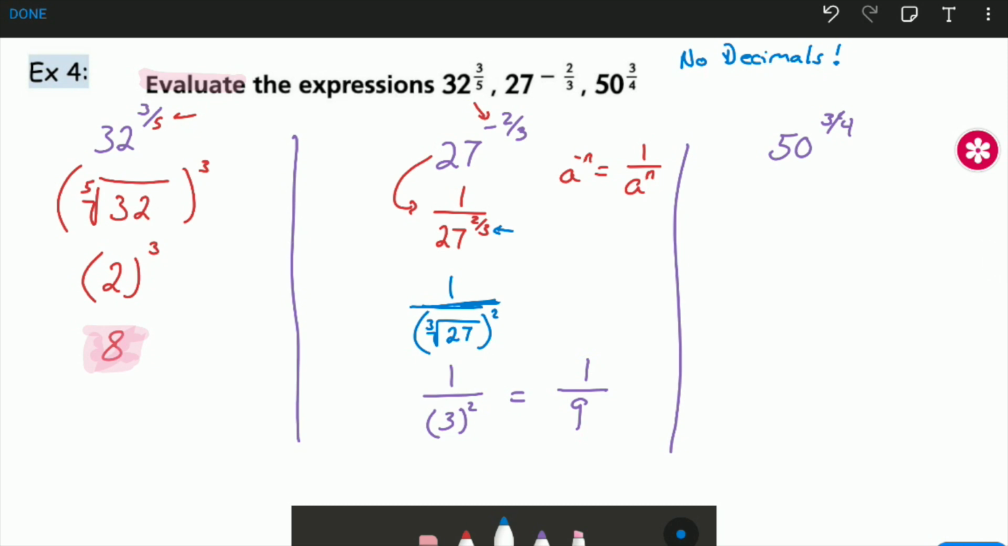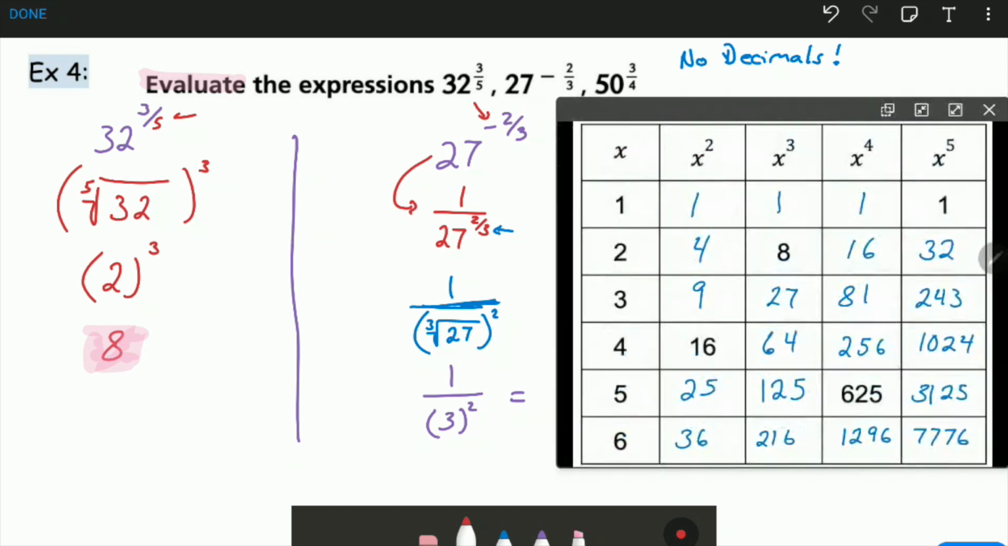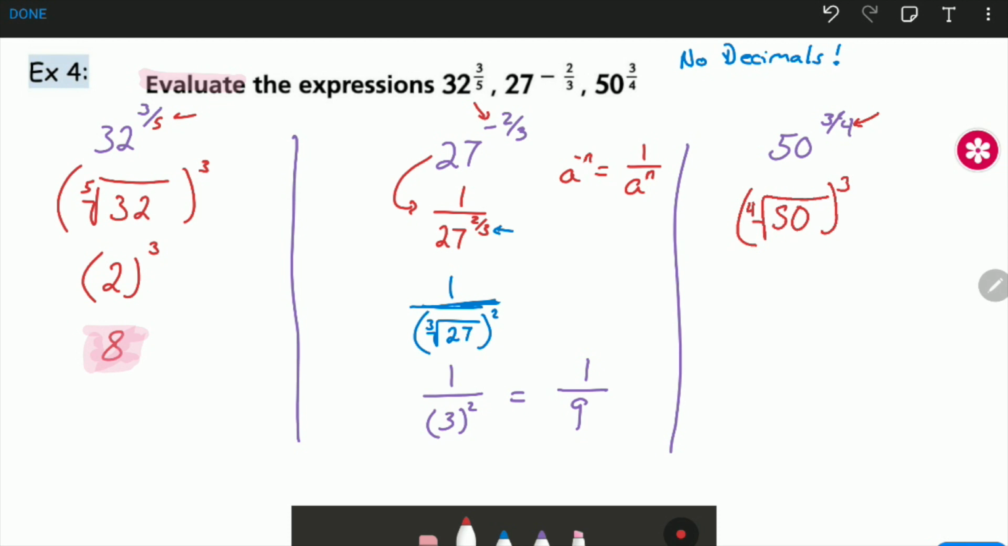Now if we go and look at this last one, as we go through it, we see the bottom number is a 4. So we'll do the fourth root of 50 to the third power, like so. However, if we check out our fourth roots, you can see here's the fourth root column. 50, well 50 is not here. 50 would be between the 16 and the 81 if it was a fourth root, but it's not a fourth root, so we can't actually do anything with this.